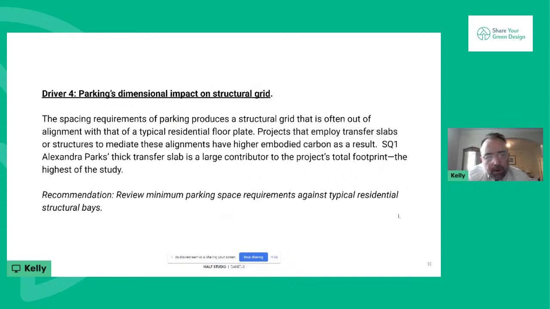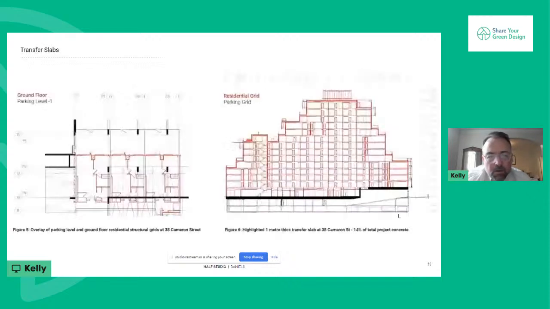The fourth thing is this parking also has a kind of kicker to it. The spacing of parking produces structural grids that are often out of alignment with those of a typical residential project. So projects that employ transfer slabs, transfer structures to mediate these alignments have higher embodied carbon as a result. And the one project I'll show you here, Alex Park, its thick transfer slab is a large contributor to the project's total footprint. So here is a view of that parking structure, 2 floors of underground parking.